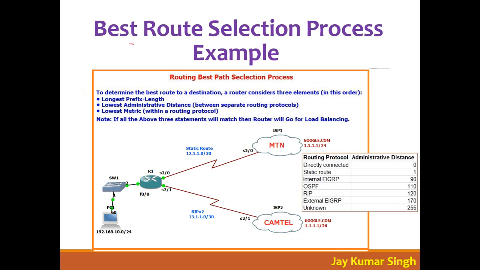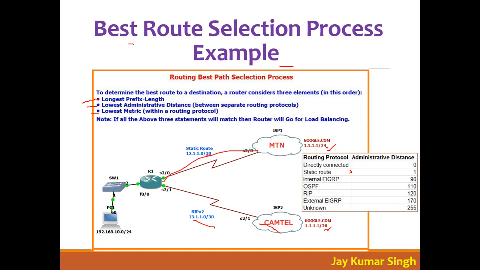Now the best route selection process example. The first one is the longest prefix. Which has the longest prefix to reach Google? /26. So he will follow this Camtel path. Now the lowest administrative distance. If the prefix is the same, just assume that this is also /26, and this is also /26 for MTN, then he will follow MTN because static is 1. Then if this is also static and this is also static, he will follow the lowest metric.